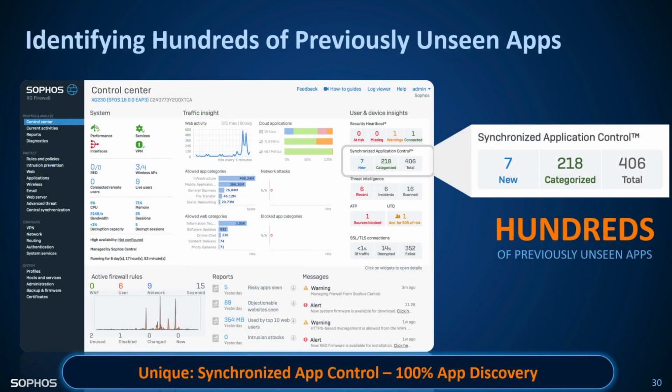There's a widget right on the XG Firewall Control Center that shows you how many applications have been identified using synchronized application control. You see how many new applications have been discovered since you last investigated it, how many have been categorized by the system or yourself, and the total number of applications that were previously going unseen in your network. This is unique to Sophos and provides 100% application discovery and identification reliably and accurately. No other firewall does this.